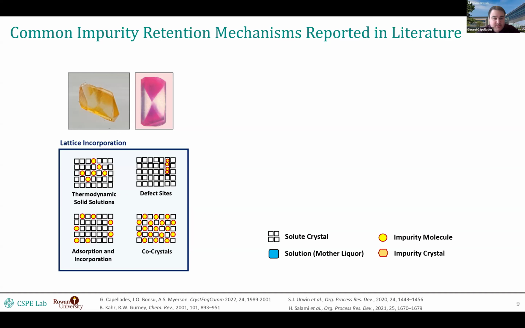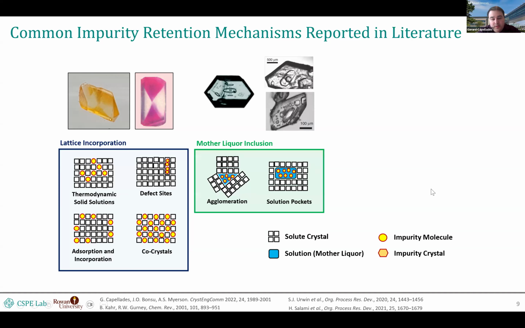And within that, you can see different mechanisms. That's basically my review of the literature. I think that some mechanisms actually end up being the same thing. But there are mechanisms that are based on adsorption and incorporation, solid solution formation, defect sites, and even the formation of co-crystals, right? Those are different ways in which the impurity molecules will end up inside the crystal lattice, right? Now, another way that it can end up within the crystals, but not integrated within the lattice, is in the entrapment of mother liquor within powders or within crystals, right?